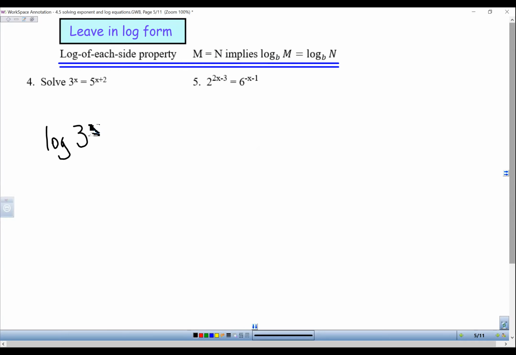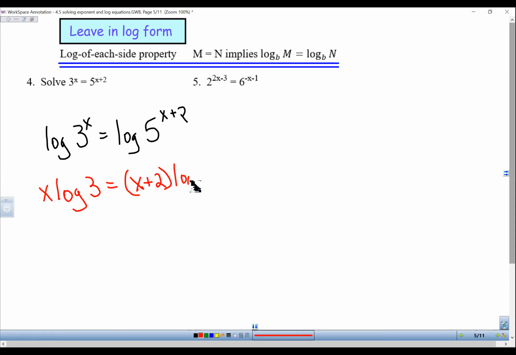So the log of 3 to the x equals the log of 5 to the x plus 2. So we're going to use our log properties now. We're going to bring the exponent out front. So we have x log 3 equals x plus 2, that whole quantity, times log 5. Okay. So we're going to distribute on this side with the log 5. So you get x log 3 equals x log 5 plus 2 log 5.